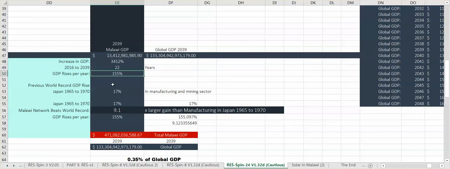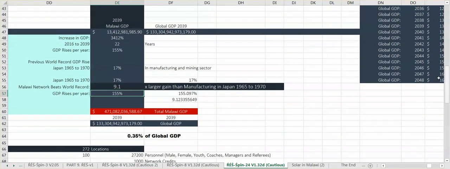Malawi rise 155%, 9.1 gain, a lot more than Japan's previous record. Oh, here we go. 0.35. This one was 0.35% of GDP, and the uncautious one I think was about 1.4, if I remember correctly. I'm going to try and find that and add it to this spreadsheet.